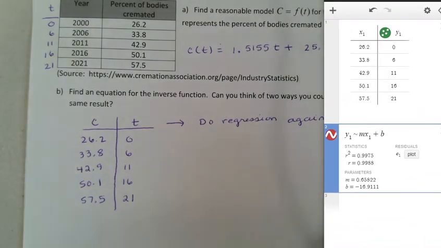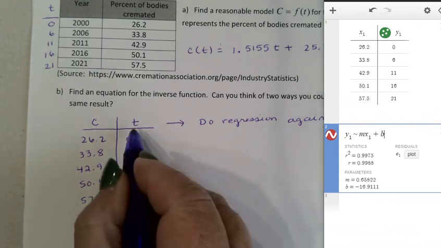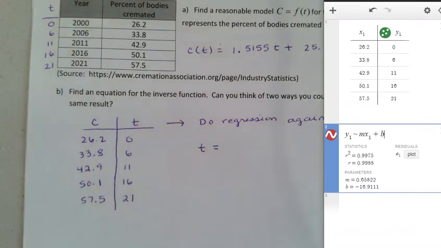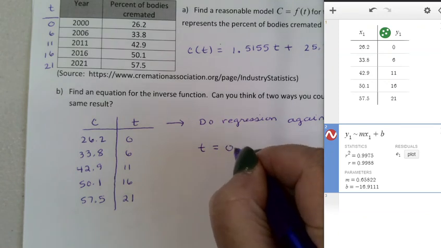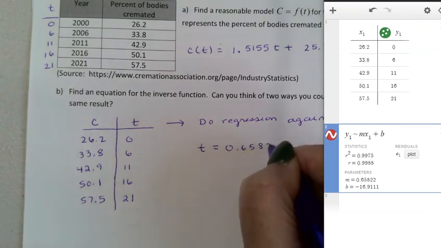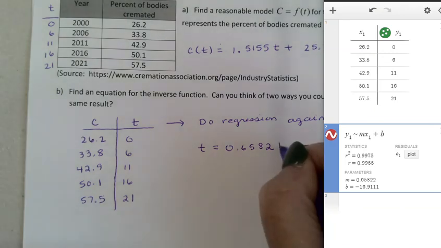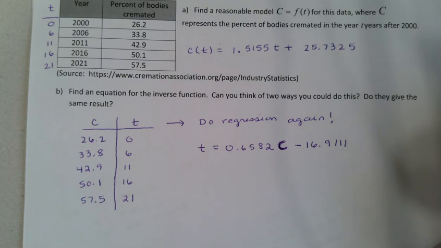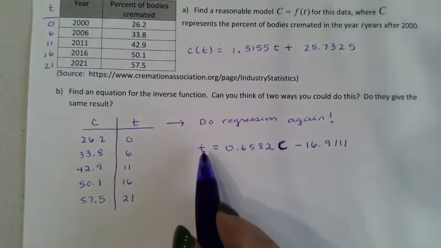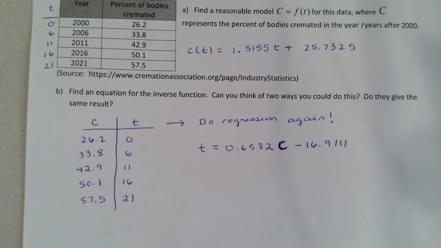So this time, the output is T, and the input is C. So T would equal, let's see, the slope was 0.6582, if I keep four decimal places again, times C, the input variable, minus 16.9111. All right, so I've got my function and my inverse function here.